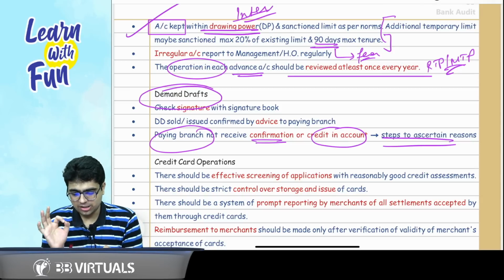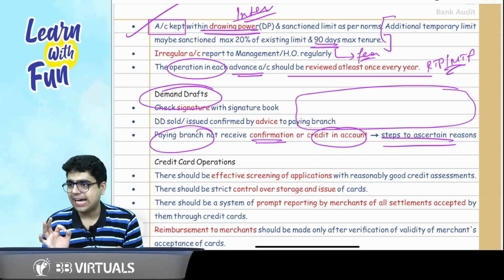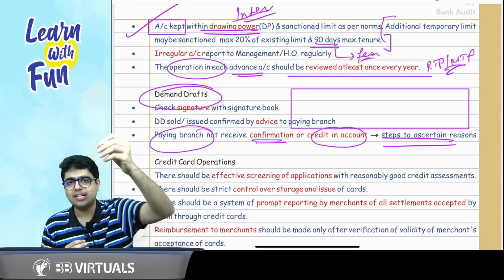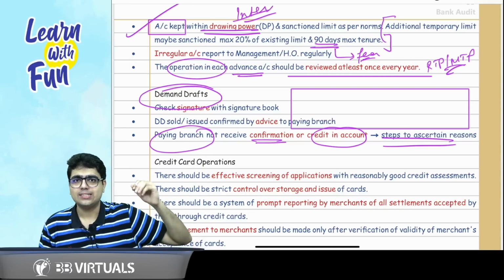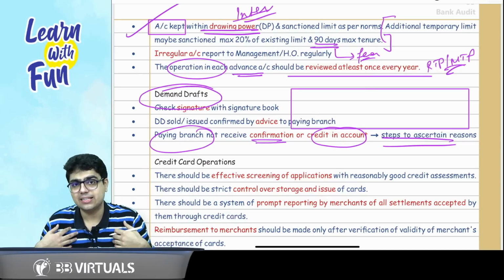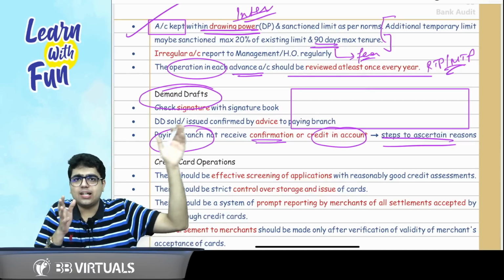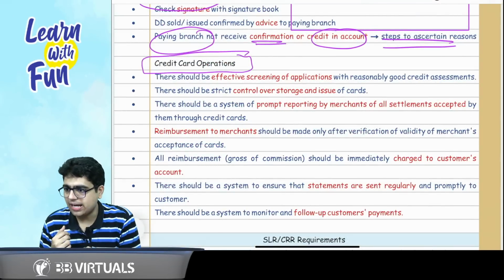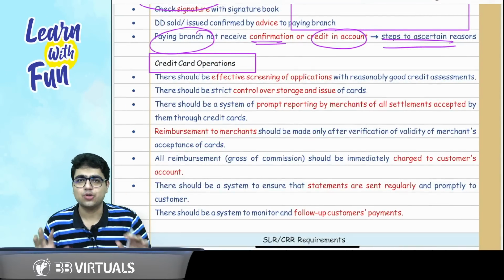So please make sure you are referring to that diagram that we made in the class, that I go to the branch, get the demand draft, give it to ICAI. ICAI's account gets credited, my account gets debited. So these are the points that you need to remember. Next point, credit card operations. And after credit card operations, we'll take a 2 minutes break.